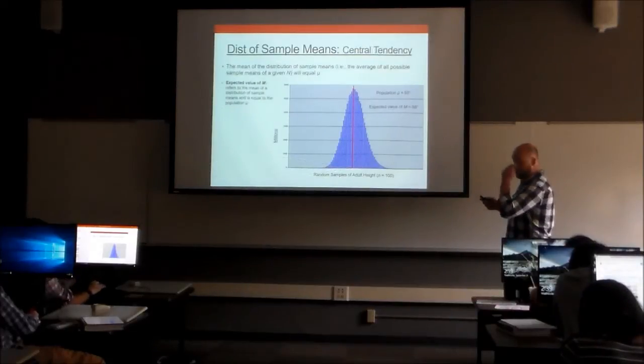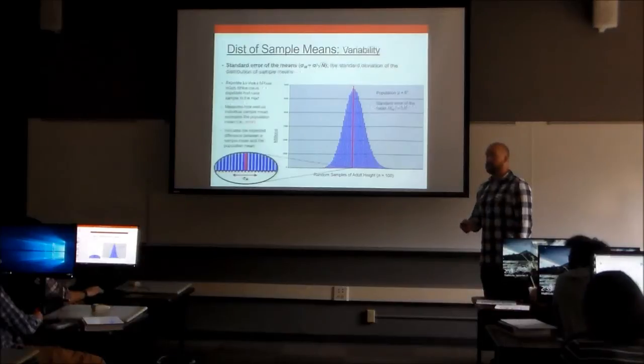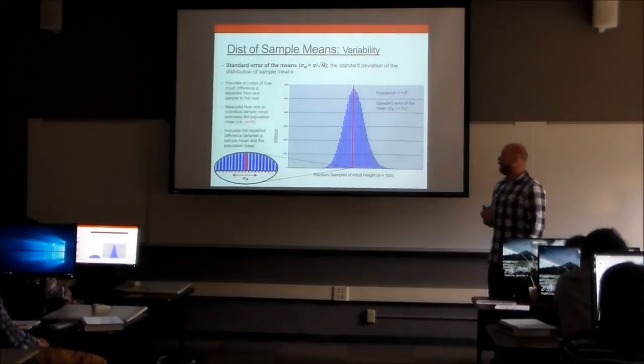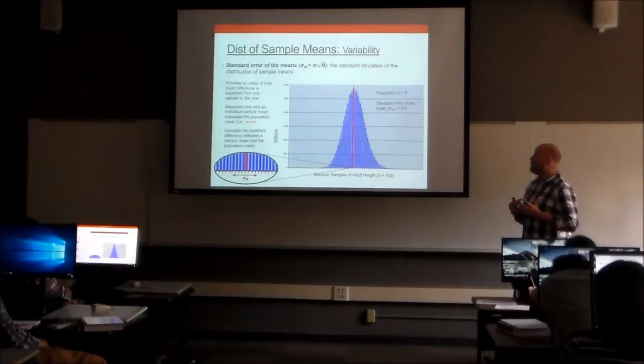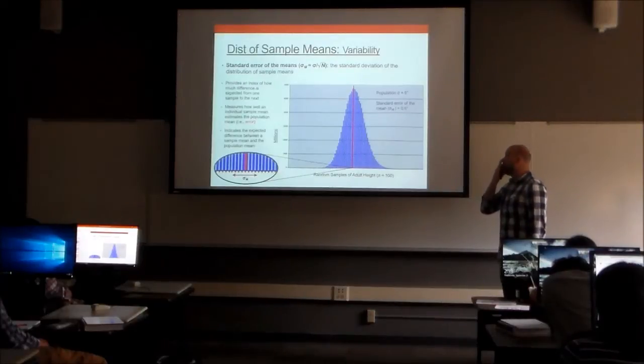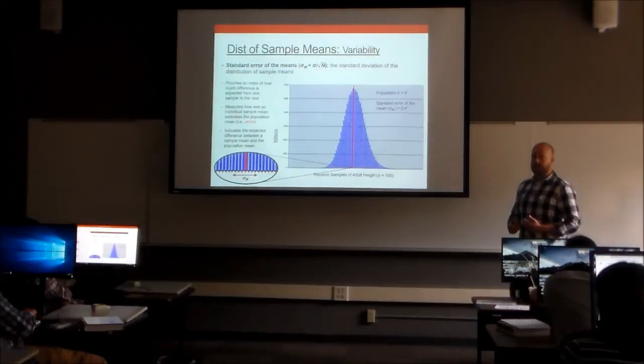So if we're looking at central tendency in our distribution of sample means, we also want to look at our variability. And this is going to be incredibly important: the standard error of the mean. Standard error of anything, but in this case we're talking about the standard error of the means. This is the standard deviation of the distribution of sample means.